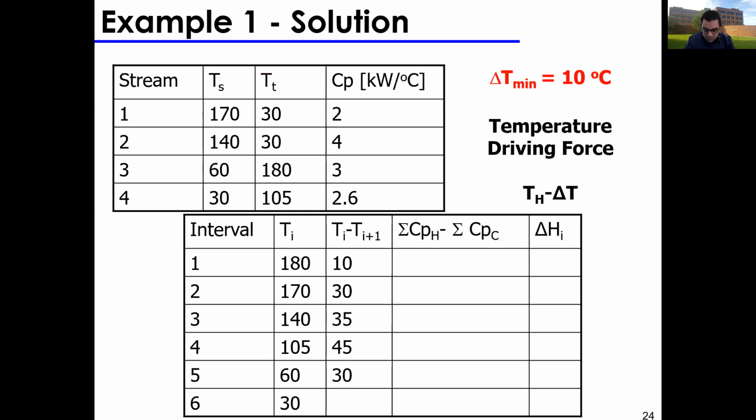So I have 4 streams, 1, 2, 3, 4: 170 to 30, 140 to 30, 60 to 180, and 30 to 105. My CP are 2, 4, 3, 2.6 kilowatt per degree Celsius, and these are all degree Celsius. And my delta T minimum is equal to 10 degrees Celsius. Okay, let's try to do it on the blackboard and then double check with the slides. Hopefully we get the same answer, right? Or the whiteboard in this case.